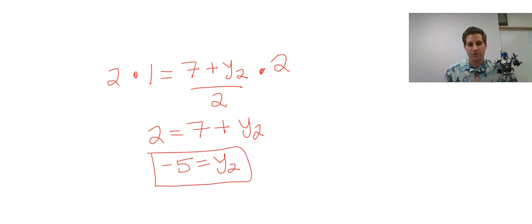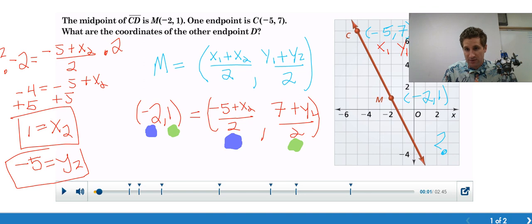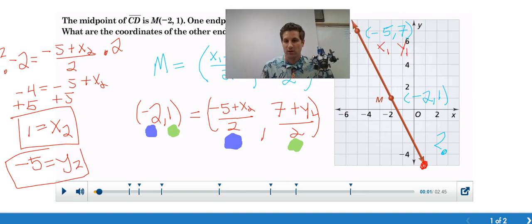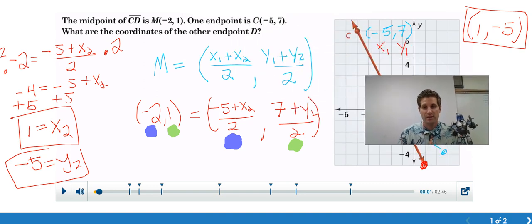Okay, so we have our two coordinate points. I'm going to go back. That was negative 5 equals y2. Let's see if this makes sense. 1 comma negative 5 is going to be right about there, and that seems pretty accurate. So our final answer, what is the endpoint? It's going to be 1 comma negative 5. Okay, I hope that problem didn't seem super long. It really isn't. It just took a little while to go through, but we're using the formula to help us set it up. We just have to do it in a different order.